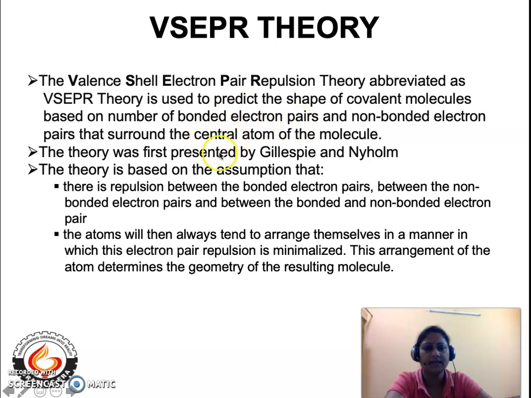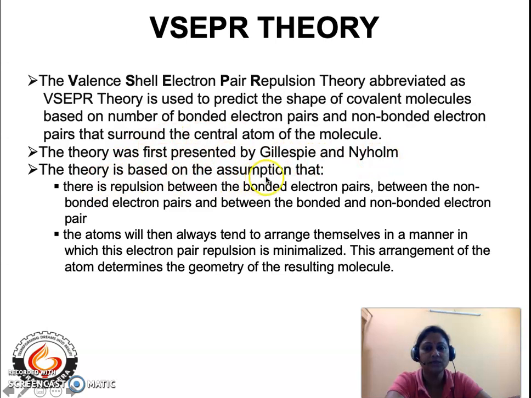Now, the central atom may also have certain electrons that are not involved in bonding. So that means they are existing in that molecule, but they are not involved in bonding. Such electrons are designated as the non-bonded electrons, or they are called the lone pairs. So depending upon the number of bonded electron pairs and the number of non-bonded electron pairs, we can to some extent predict the shape of covalent molecules. Now, this is a very important theory. This theory was first presented by Gillespie and Nyholm.